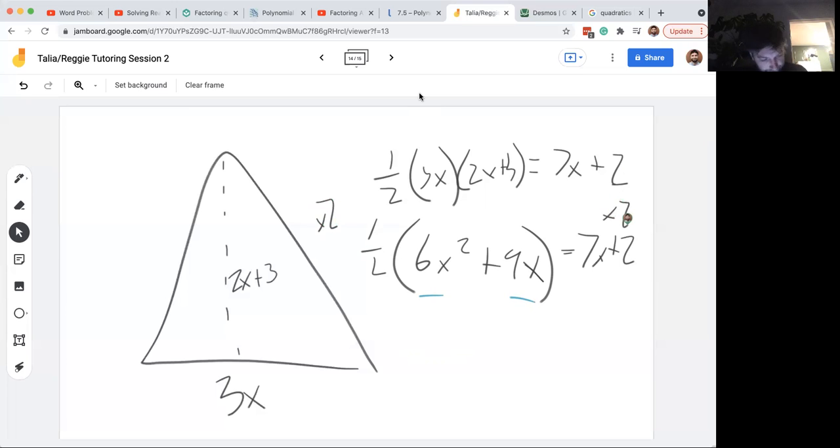So on my left, I'm now going to have 6x squared plus 9x, because multiplying by 2 canceled out by multiplying by 1/2. And on my right, I'm now going to have 14x plus 4. So I'm going to prep my next slide. I have 6x squared plus 9x equals 14x plus 4.